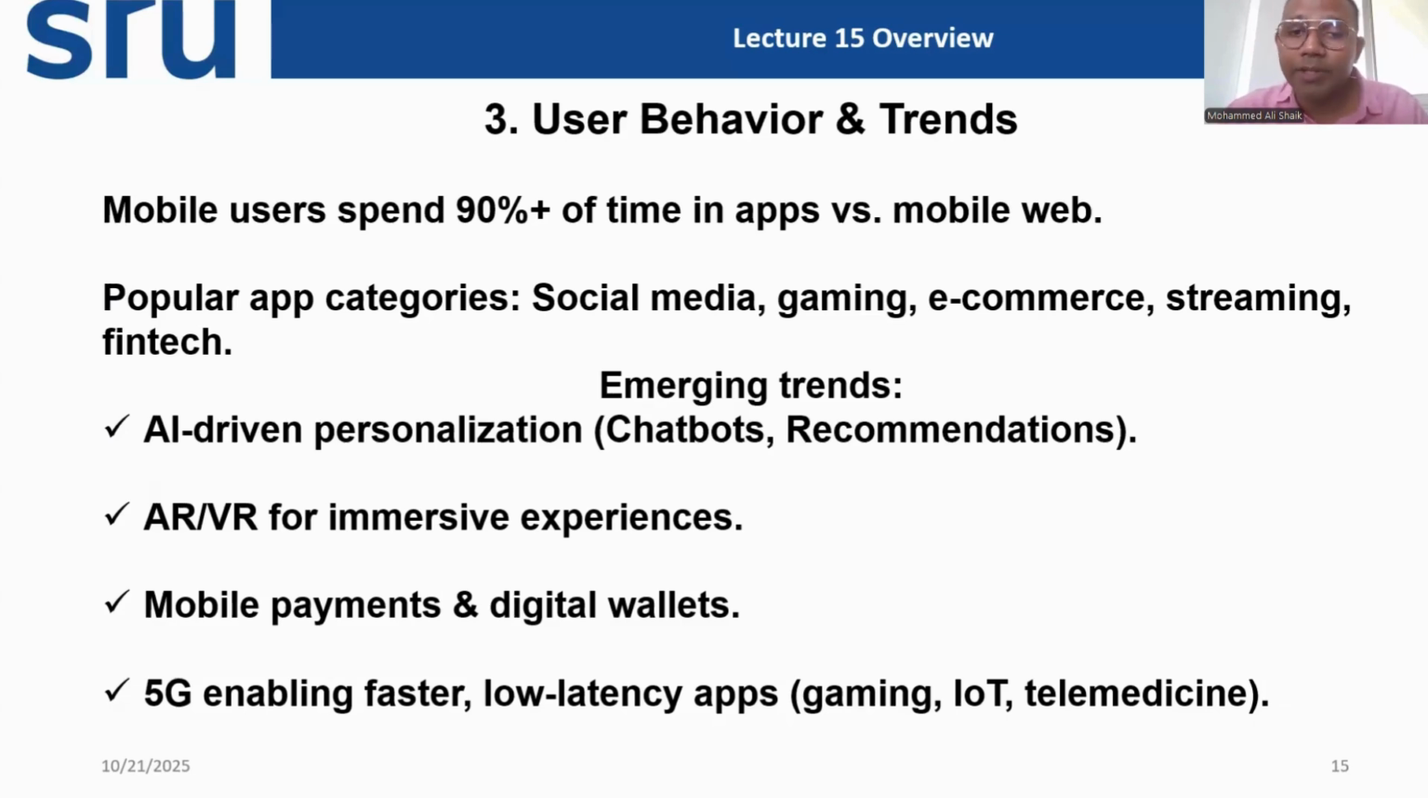So we have emerging trends. AI personalization, like Netflix has recommendations. AR/VR has Snapchat filters and IKEA Place. 5G and IoT: when we deal with 5G and IoT, low latency apps like telemedicine and cloud gaming are there.